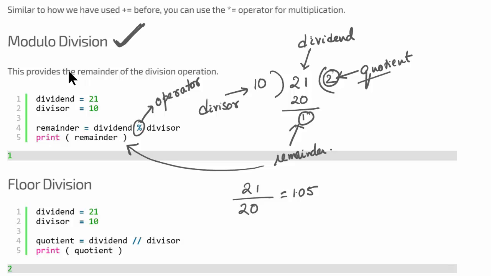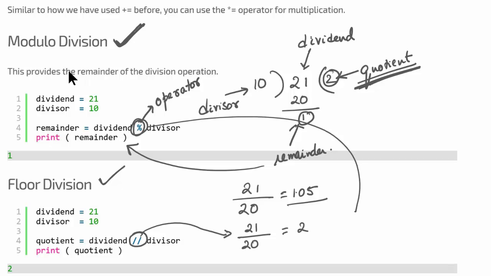However, if you want the quotient, the answer of your division, you use something called a floor division. With a floor division, the operator is double forward slash. A single division will give you 1.05, but if you use the double forward slash, the floor division, you'll get 2. And of course, if you use the modulo operator, you'll get 1. 1 is the remainder. So two different types of operations. One is modulo division, that gives you the remainder, and next is the floor division, which gives you the quotient.